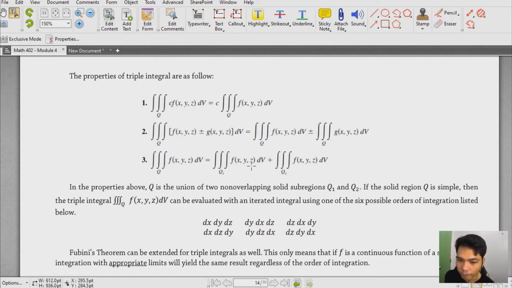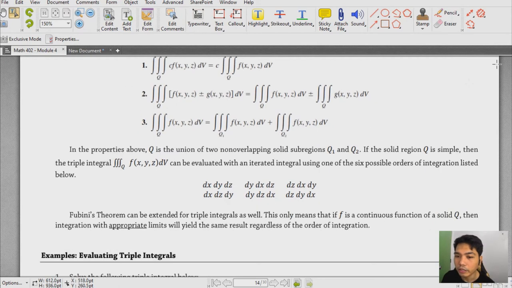So, you can have two of them. Now, like the double integral, the order is not actually necessary. Basta kailangan lahat ma-incorporate and then you have the correct limits. So, you can have dx, dy, dz, dy, dx, dz, dz, dx, dy. So, ito, you have six combinations and should have the same results kung i-compute natin.